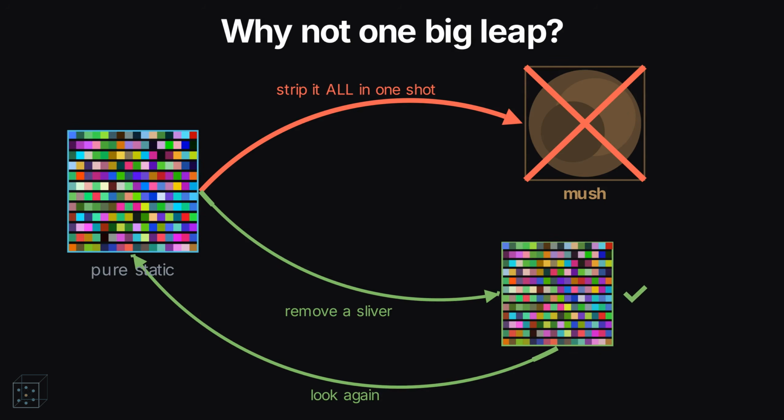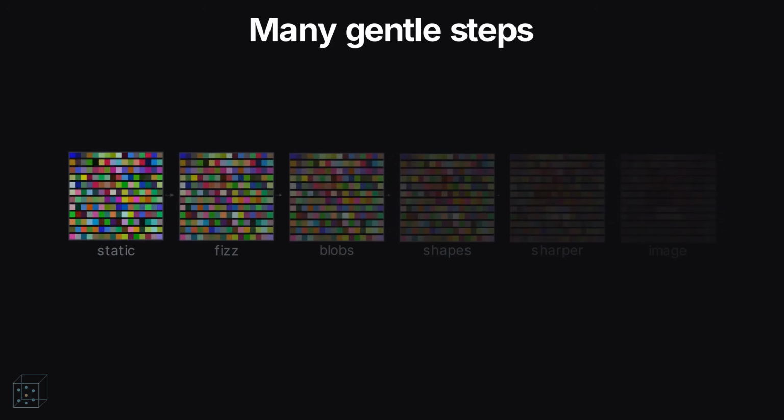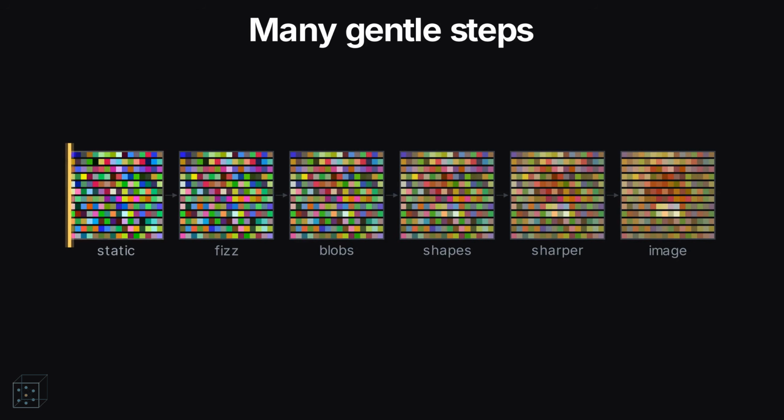So instead, it tiptoes. It looks at the static, guesses the noise, but removes only a small fraction. Still mostly noise, just a hair cleaner. Then it looks again at the slightly cleaner version and guesses again. Stack a few dozen of these gentle steps, and something remarkable happens.